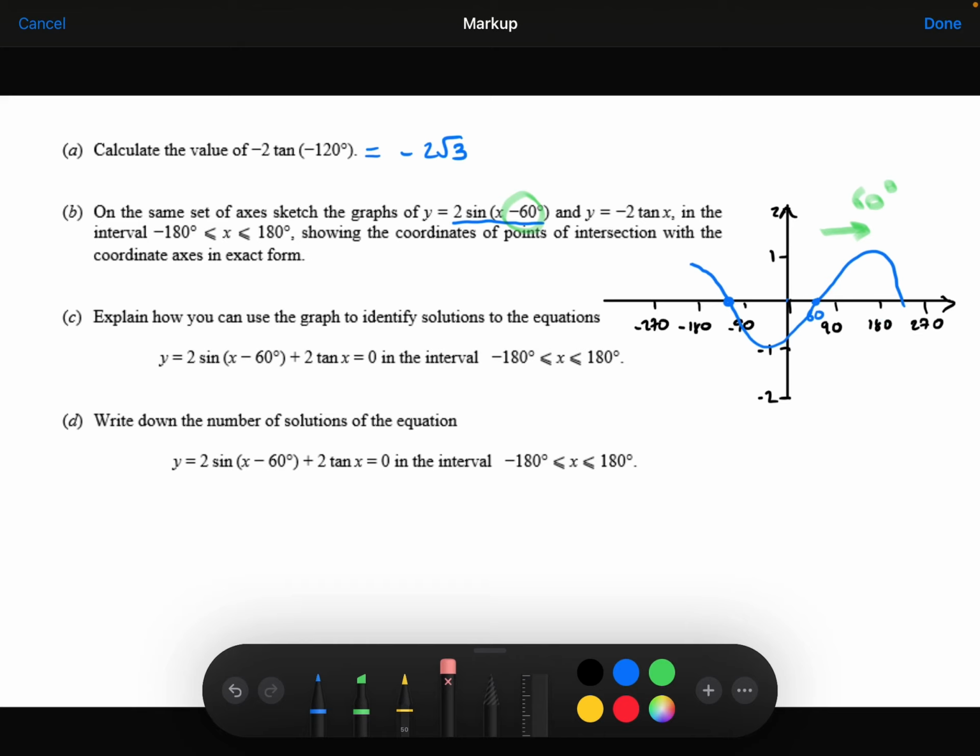And we do need to mark on the coordinates of interception. So I do need to mark on this coordinate here. That's where, if x was 0, I'd have sine of 0 minus 60. So sine of minus 60 is minus root 3 over 2.